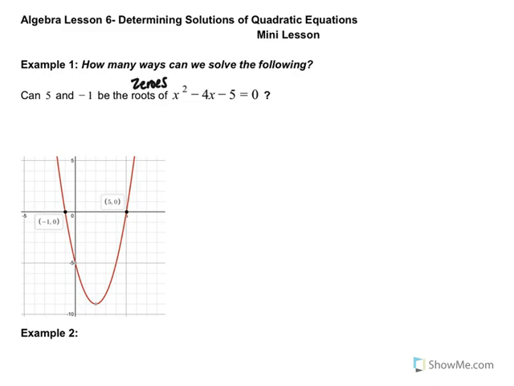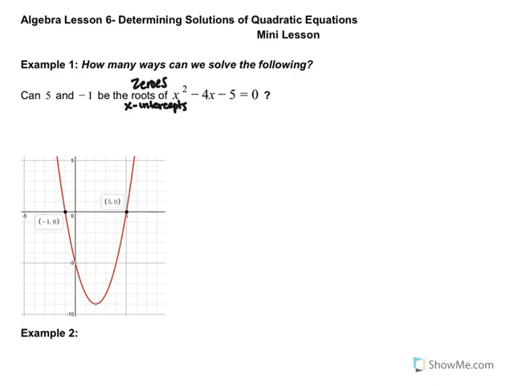So for example, this says, can 5 and negative 1 be the roots of x squared minus 4x minus 5? Now, one thing that you can do is use the graph of the equation. If you can sketch it, graph it if you have graph paper, whatever you can do, and see where your graph crosses the x-axis. Because remember, the roots are also your x-intercepts.